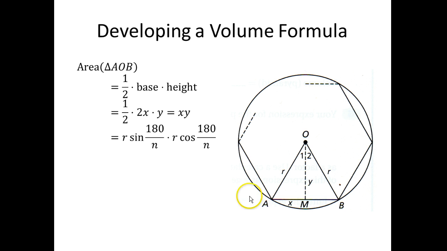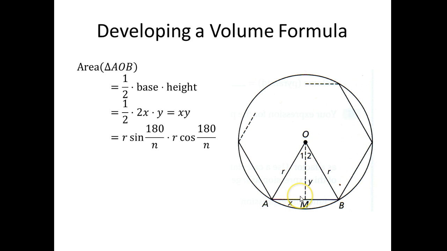So the area of triangle AOB is 1/2 times the length of its base times its height. I've given names to those lengths in this triangle. The base of this triangle measures 2x. The height of this triangle measures this length, y. Of course 1/2 times 2 is just 1, so I'm left with x times y. So the area of triangle AOB ends up being just x times y.